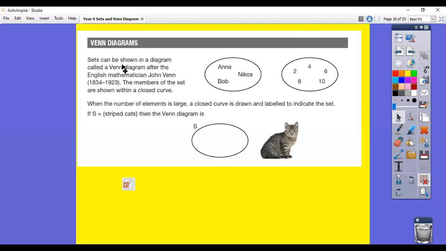Sets can be shown in a diagram called a Venn diagram, after the English mathematician John Venn. The members of a set are shown within a closed curve. Right here, set A is shown here, and set B is shown here. When the number of elements is large, a closed curve is drawn and labeled to indicate the set. So if S is striped cats, then the Venn diagram is the letter S out here with the elements inside.